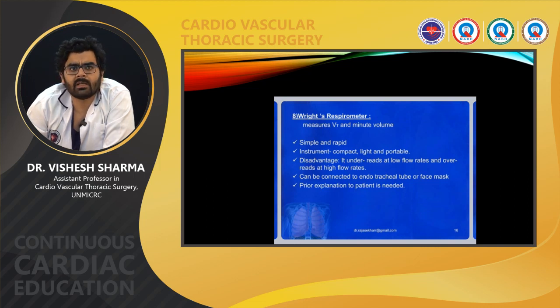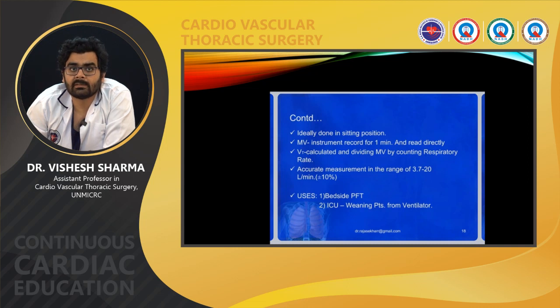It is simple and rapid. The instrument is compact, light and portable. Disadvantages: it underreads at low flow rates and overreads at high flow rates. It can be connected to an endotracheal tube or face mask, but you need to explain to the patient before we take him for this procedure. It is ideally done in sitting position, and the instrument records minute ventilation for 1 minute and you read it directly. Tidal volume is calculated by dividing minute ventilation by respiratory rate. Measurements are accurate in the range of 3.7 to 20 liters per minute.